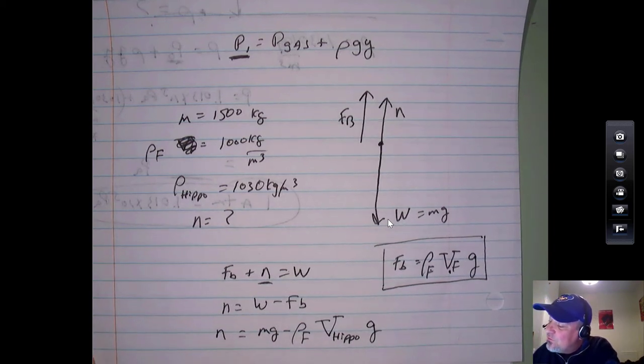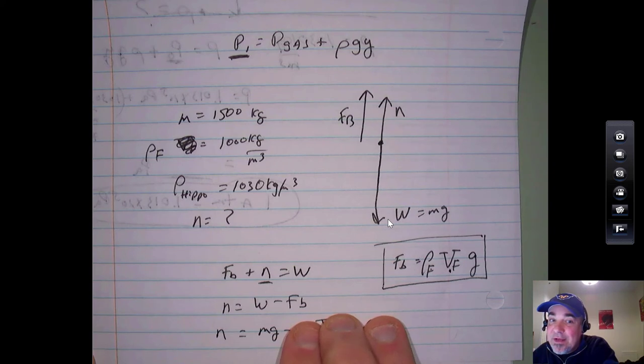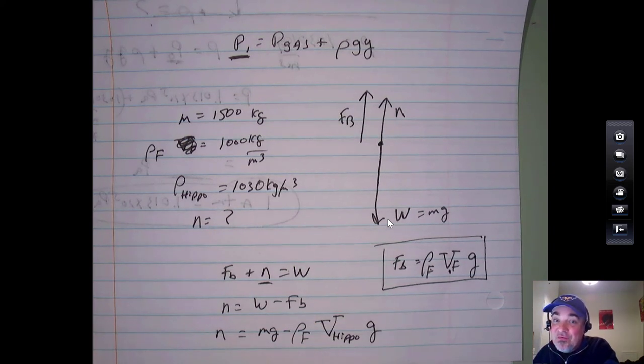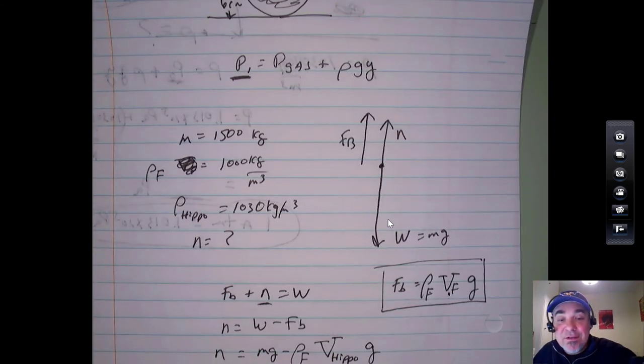Okay, and then you'll see the normal force obviously has to be less than mg. Now if you're not submerged, this part goes away and then the normal force is just equal to mg. But here you've got this additional force helping you out, the buoyant force. Okay, let's look at the next one.